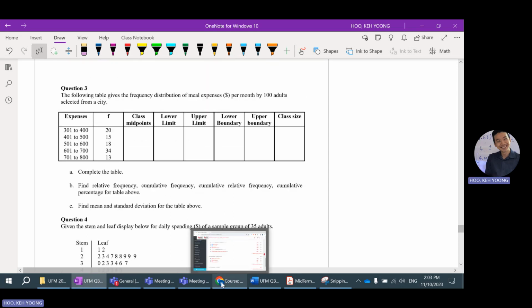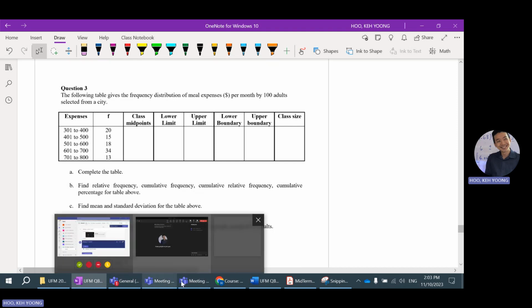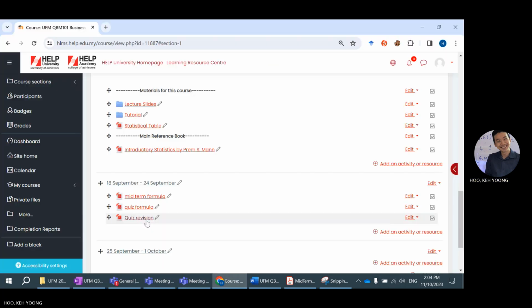I've uploaded the quiz revisions on the HLMS. The quiz formulas and the quiz revision questions I've uploaded. It has all the final answers, but I don't have the workings. If there are those that I cannot cover today, you just go back and do them yourself, and check whether the final answer is correct or not.